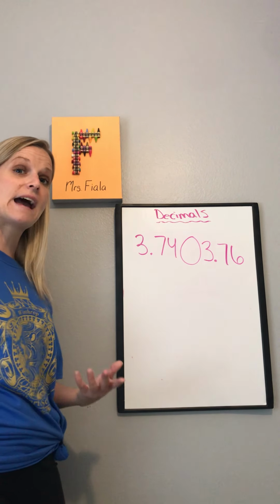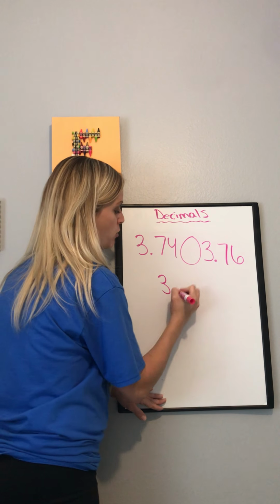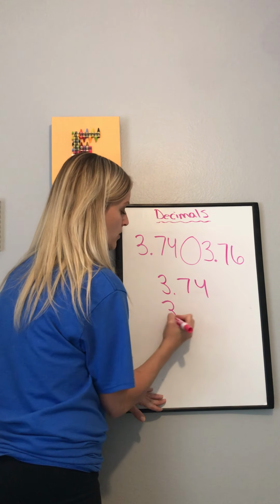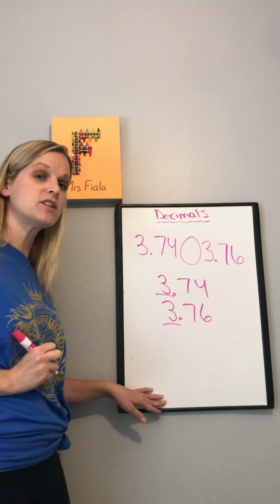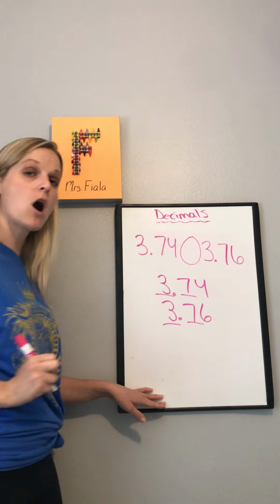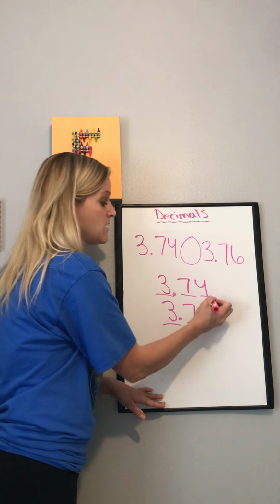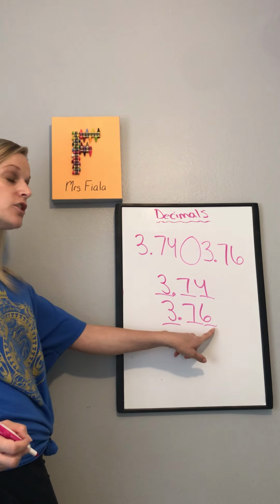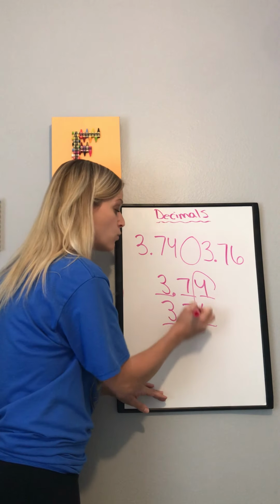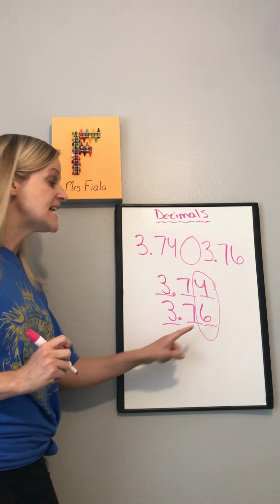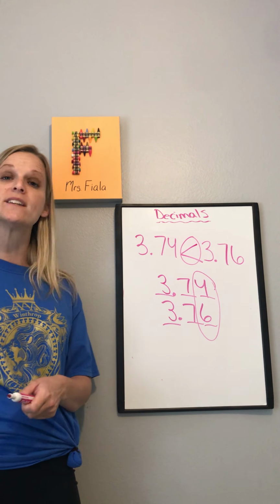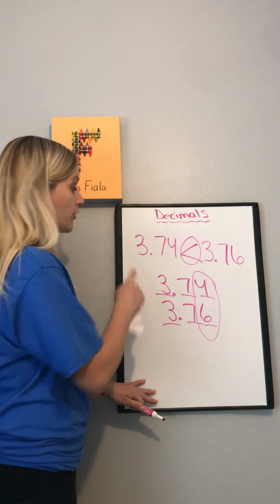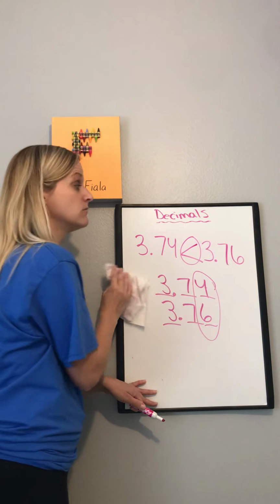Let's try another one. Okay, let's go ahead and line these up by their decimal point. 3.74 compared to 3.76. Start comparing to the left. They're the same. Keep going. The tenths place is the same. In the hundredths place, they are different. What's greater, 4 or 6? 6 is greater, so 3.76 is greater than 3.74. Or 3.74 is less than 3.76.